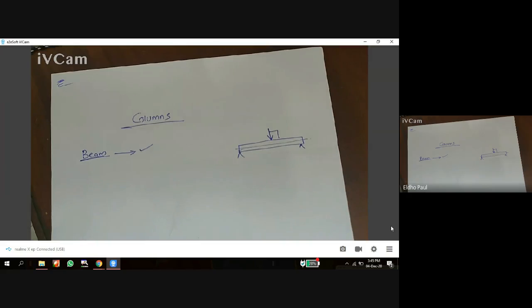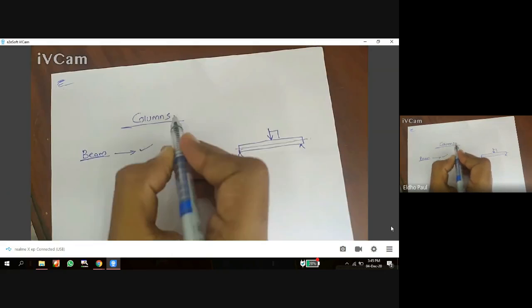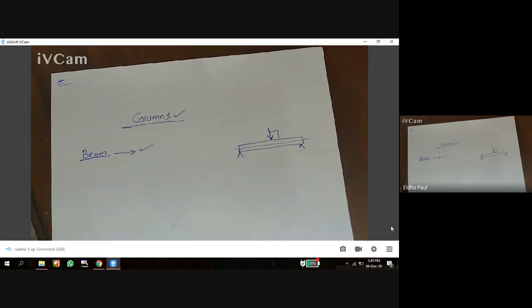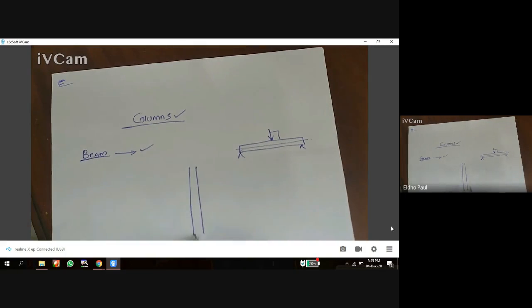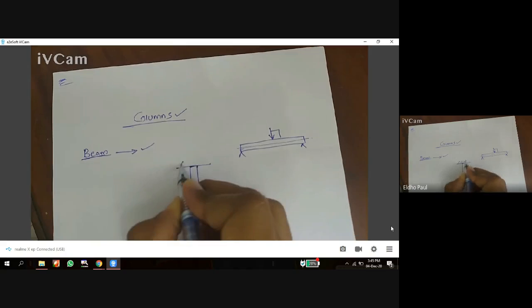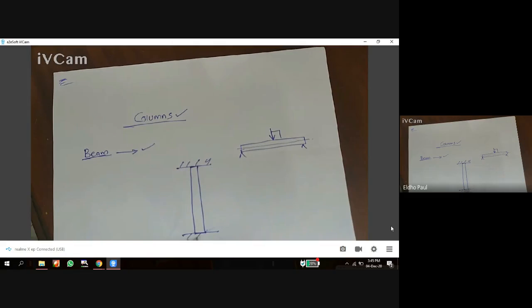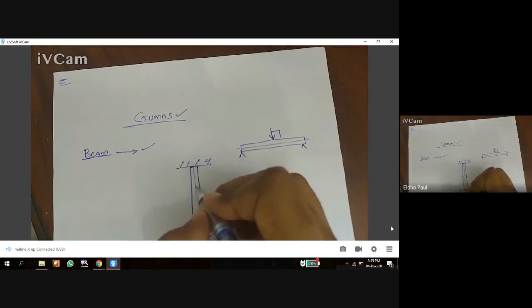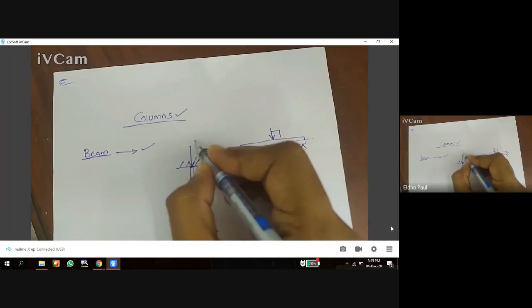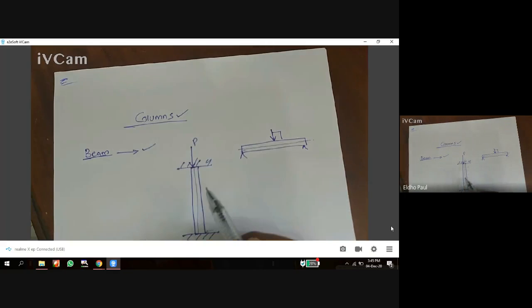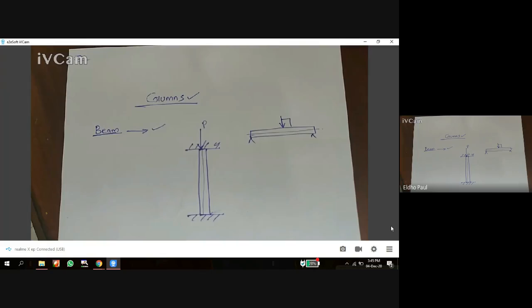In this module we are going to discuss another structural member, called columns. A column is a vertical member, and the load acting on a column is parallel to the axis of the member. So that is the difference between a beam and a column.